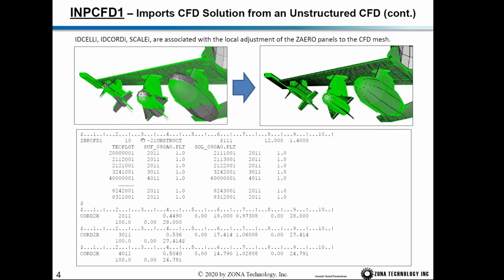And also in the IMP CFD1, for example, if you have an underwing store which does not overlap with the CFD surface mesh, then you can use the control card to locally adjust the ZTRAN panel model in order to match with the CFD surface mesh.